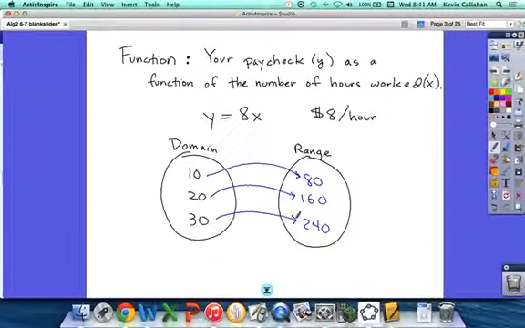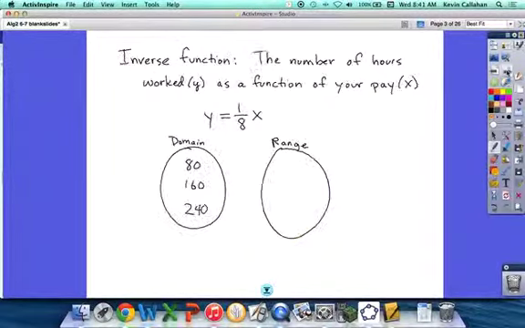The inverse of that would be, you tell me how much your paycheck was, I'll tell you how many hours you worked. That's what an inverse function does. It does exactly the opposite of what the function did. So the equation for that would be now y equals 1/8 of x. Now those numbers that we just generated, 80, 160, 240, are in the domain of the inverse function.